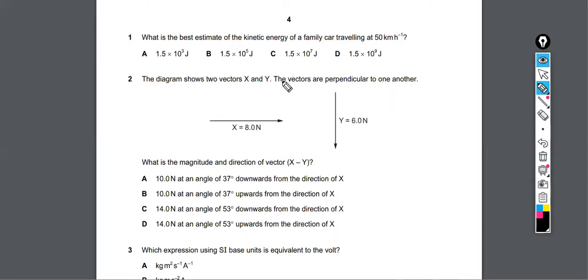The diagram shows 2 vectors x and y. The vectors are perpendicular to one another. What is the magnitude and direction of vector x minus y? All right, remember we talked about how we subtract vectors yesterday. Let's do this one as a nice review on some vector addition.